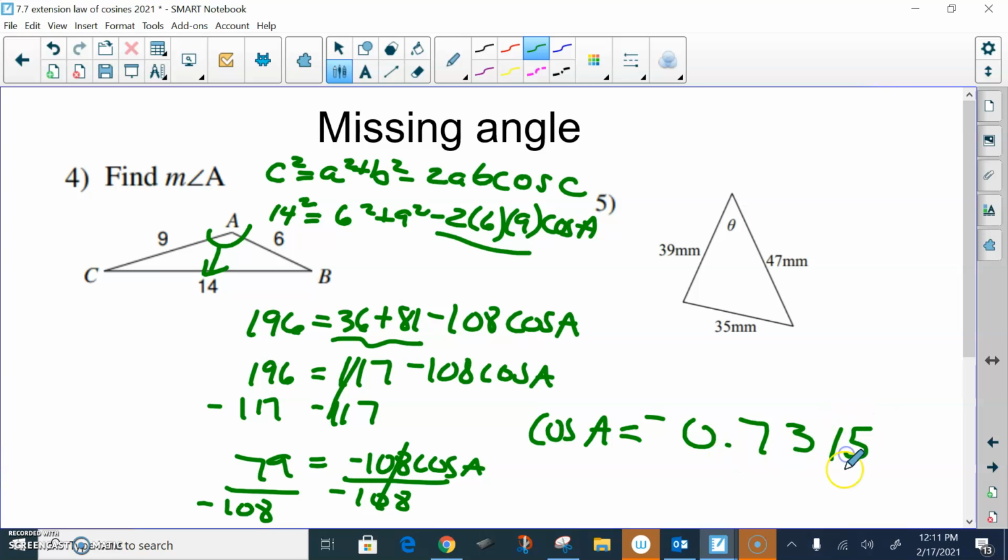0.7315, we'll say. Usually you go to 4 decimal places. You don't want to round any less than that. You know we're looking for an angle, so we have to do the backwards. We expected to get a decimal. We haven't seen many negatives before. If you get a negative, it means the angle is going to be obtuse. So let's try that. We need to do the inverse because we're looking for an angle. I'm going to press second, cosine, negative 0.7315, and it tells me my missing angle is about 137 degrees.